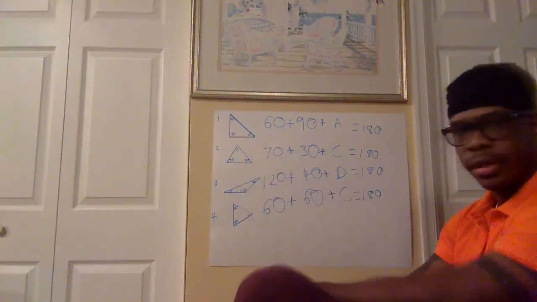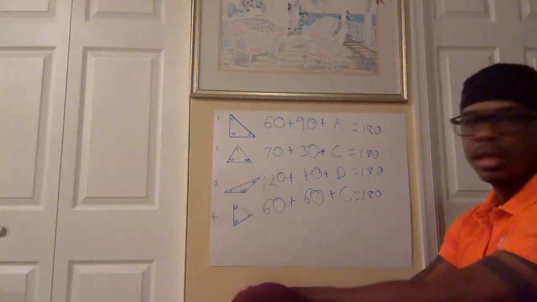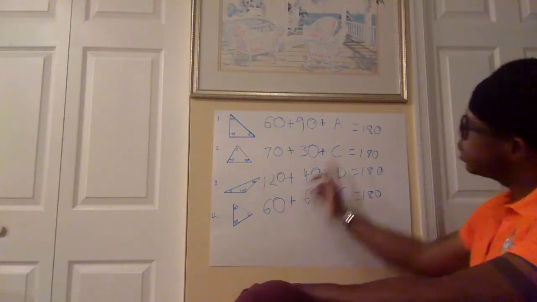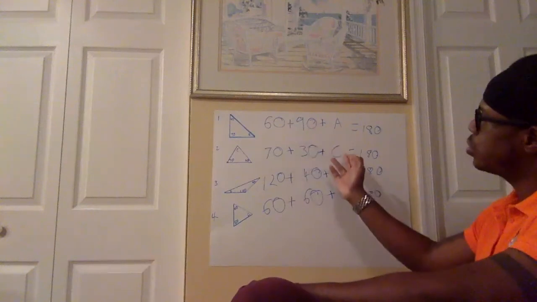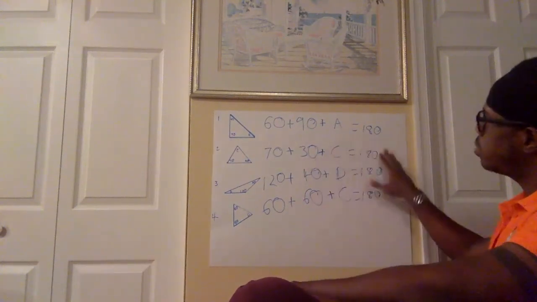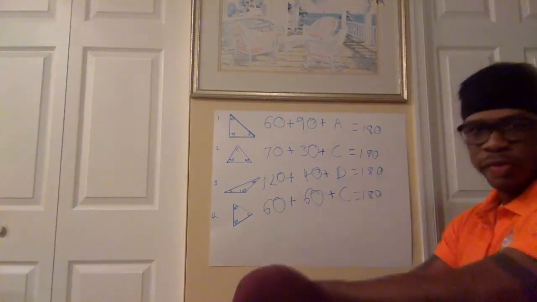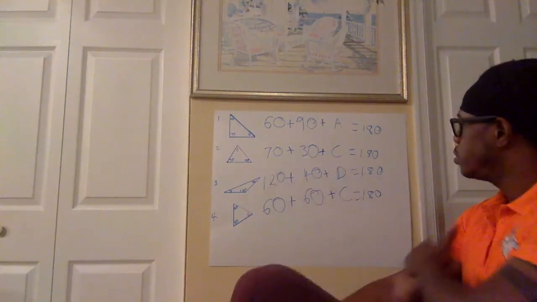70 plus 30 is 100. 100 plus C, you can't add a number and a letter. You got to separate the letter by itself. You take away the 100. Whenever you take away on one side, you got to do it on the other. 180 minus 100 is going to give us 80.